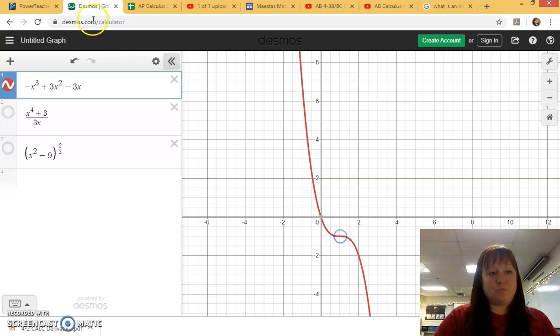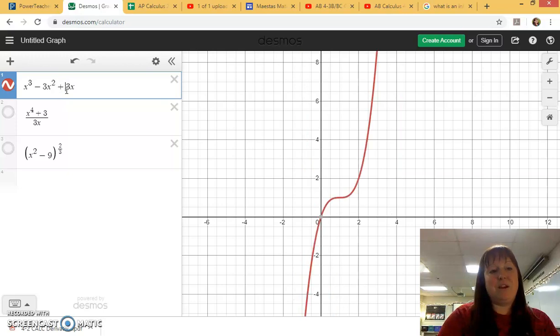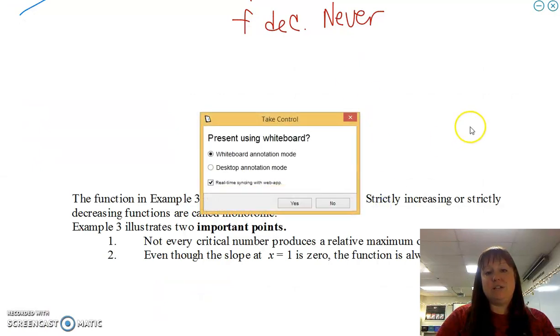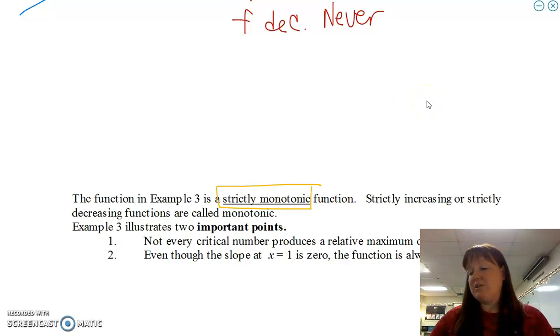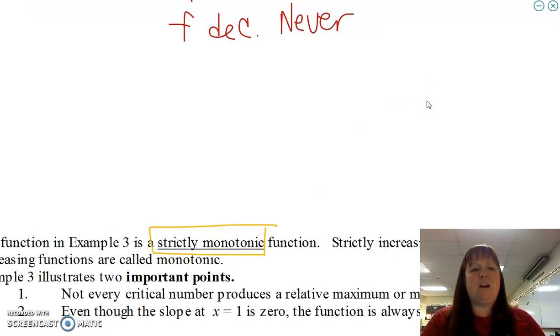So, this function was actually a kind of easy one, right? Our answer would be that it is increasing, that it's increasing all the time and never decreasing. So I hope you have a little bit better understanding of increasing, decreasing, all of that stuff.